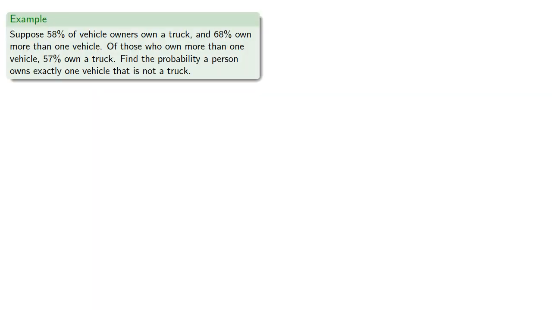For example, suppose 58% of vehicle owners own a truck and 68% own more than one vehicle. Of those who own more than one vehicle, 57% own a truck. Let's find the probability a person owns exactly one vehicle that is not a truck.